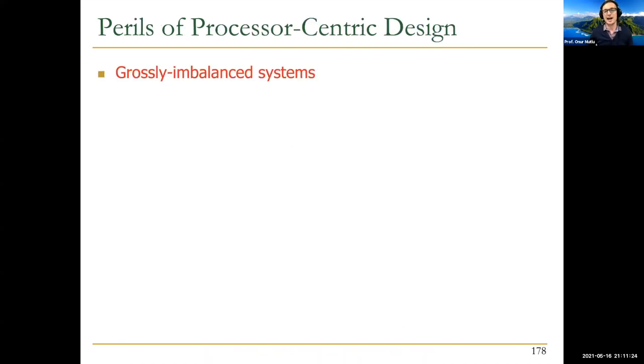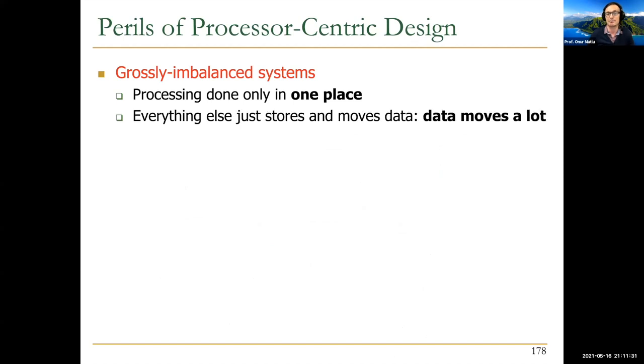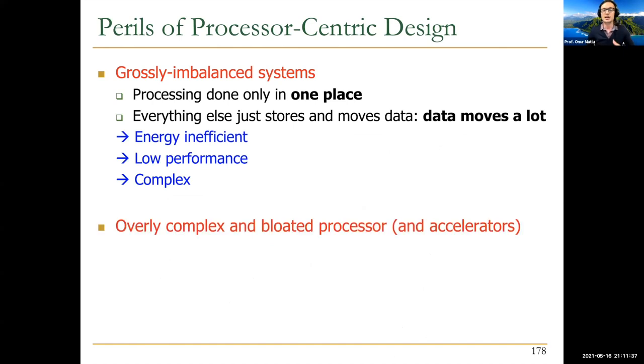So basically, we are experiencing the pitfalls of processor-centric design. We have a grossly imbalanced system because processing is done only in one place. Everything else just stores and moves data, and this is energy inefficient, low performance, and complex. And to overcome this, we actually make our systems more complicated. The processor and the accelerators become bloated.